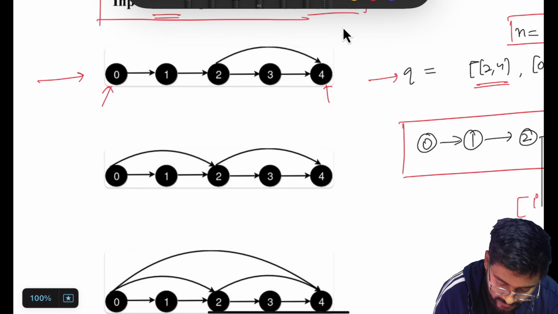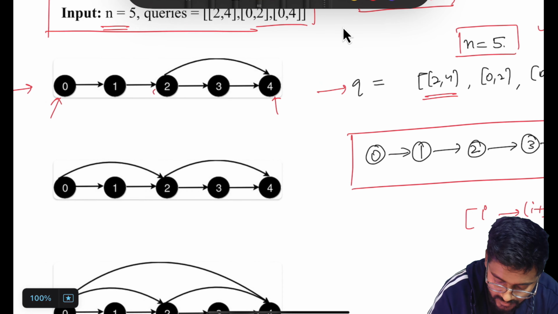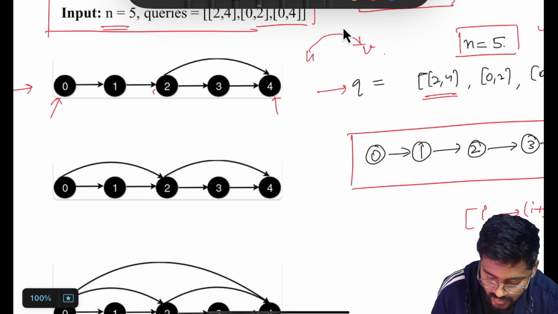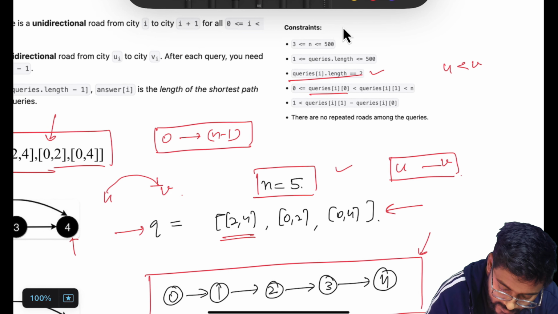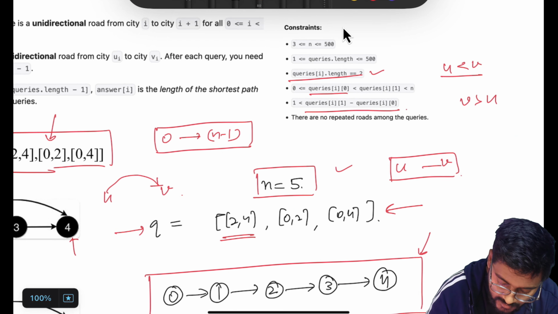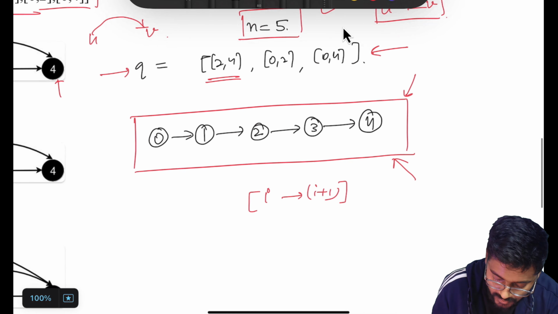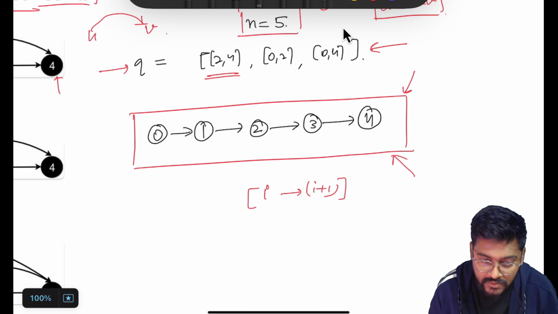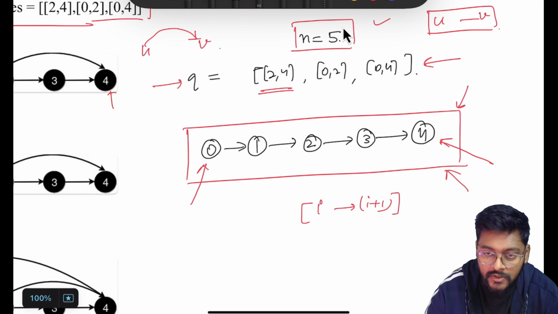And now after the query, 1 is connect 2 and 4. 2 and 4 are connected by a unidirectional edge from U to V, and it is also given in the constraints that every query is always of length 2 and U is always less than V. The same thing, V is greater than U. Okay, so these queries represent the roads, and we have to return the minimum number of paths from node 0 to node n minus 1 after each query.